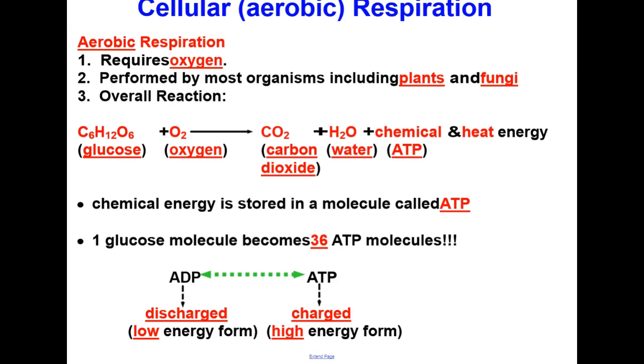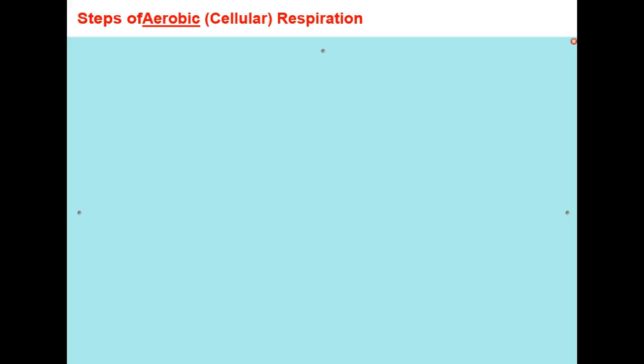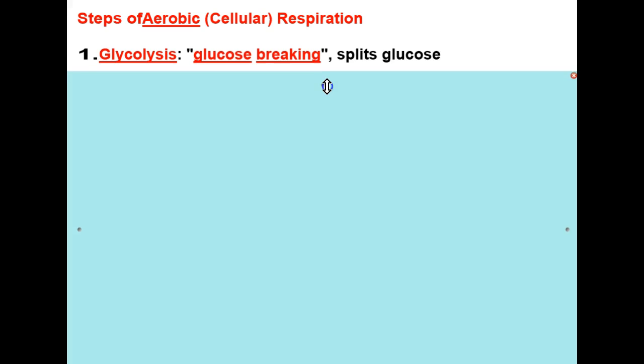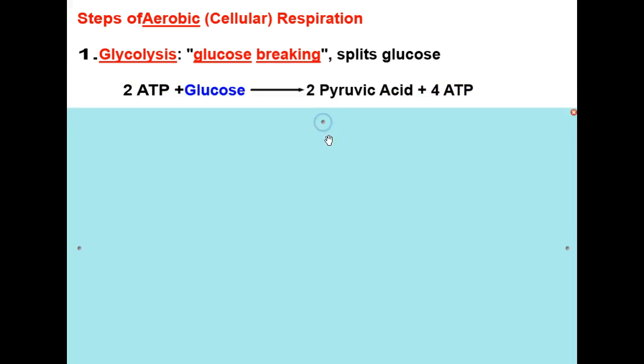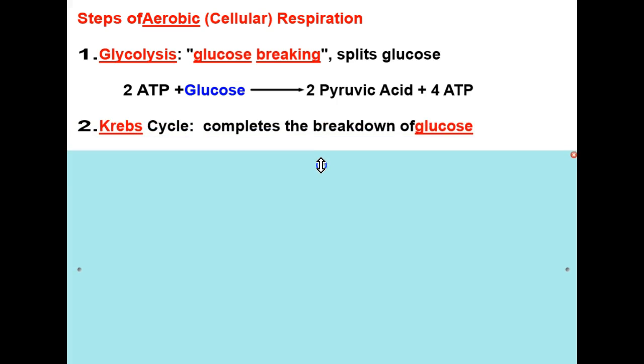Next, let's take a look at the step-by-step process of aerobic cellular respiration. The first stage of aerobic cellular respiration is called glycolysis. Glycolysis literally means glucose breaking. In other words, the glucose gets split. Two ATP molecules, which is energy, split the glucose into two pyruvic acid molecules and 4 ATP. That takes place, by the way, in the cytoplasm.